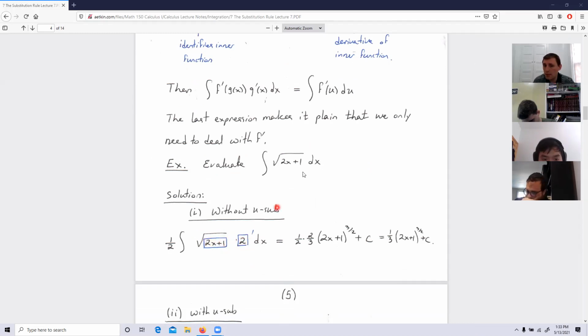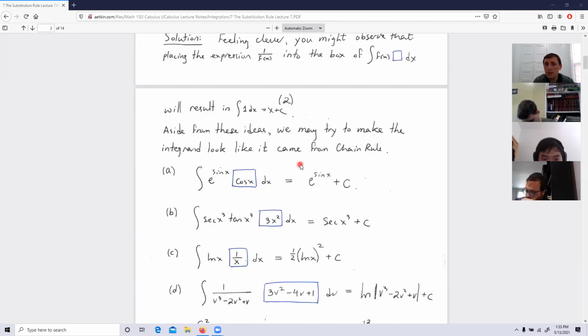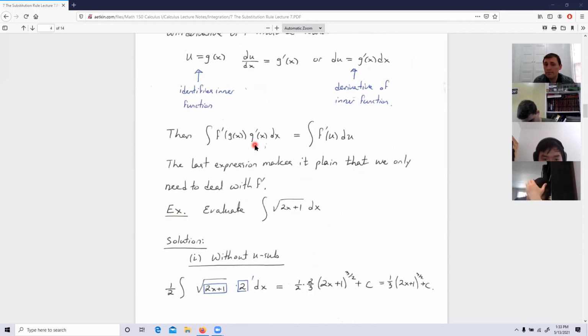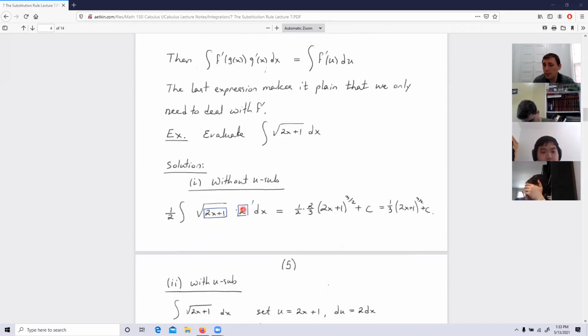The box is empty right now. There is an empty box, you just don't see it. Just like there was an empty box over here. You're just not seeing it. So what do I place in that empty box? Clearly, I want the derivative of the inner function. I want to place a 2 here.